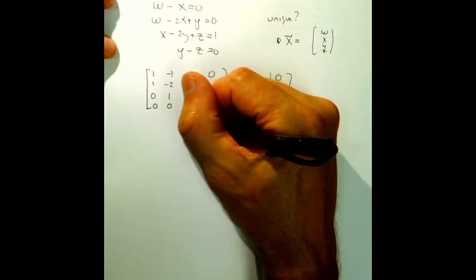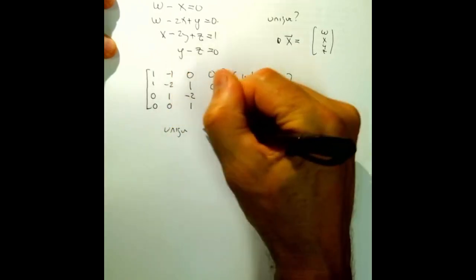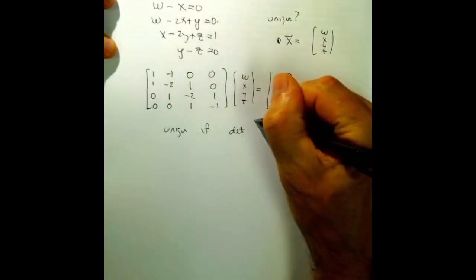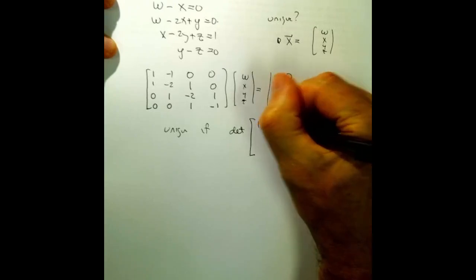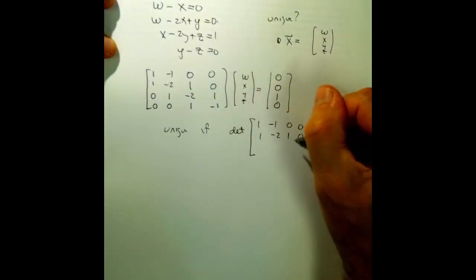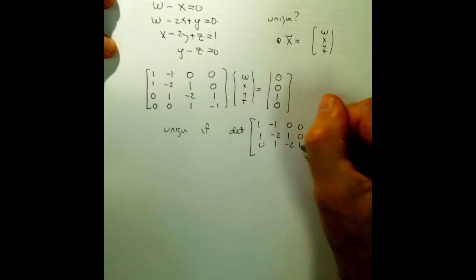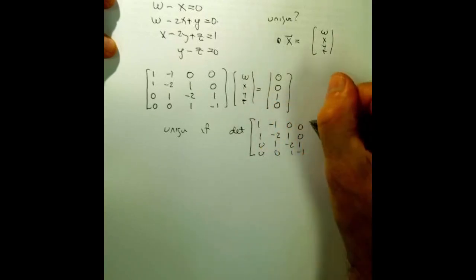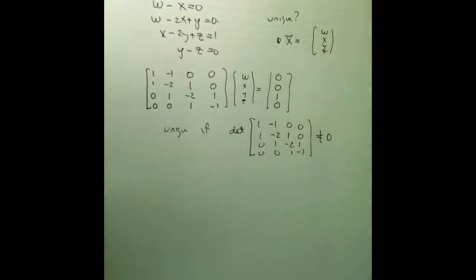The solution is going to be unique if the determinant of this matrix is not equal to 0. So I'm basically just going to go do exactly like what I did before and go from there.